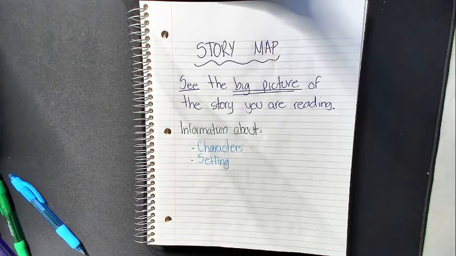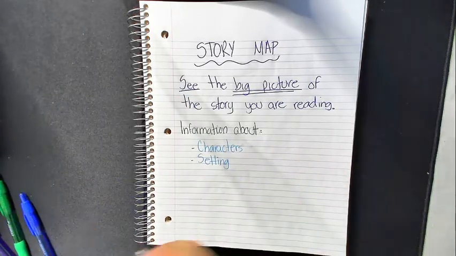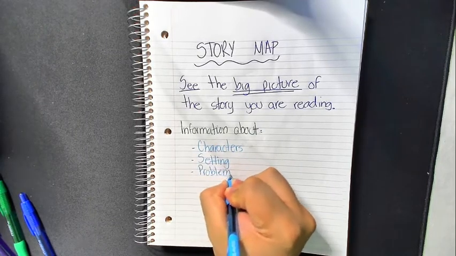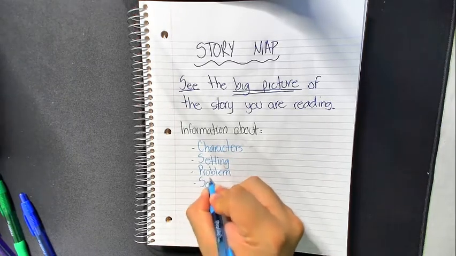Is it raining? Because the story will have certain events if it was in the morning and it was hot, or it would be different if the story took place at night and it was cold. The setting affects the story. So depending on the setting, events in the story will be different. So have information on setting, on characters. Also we're going to have information on what the problem is. With that, we'll have information on the solution.